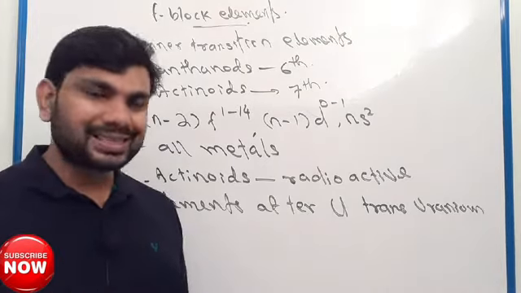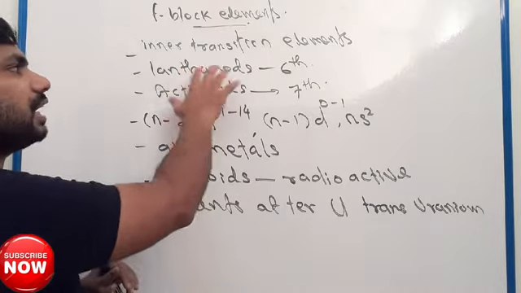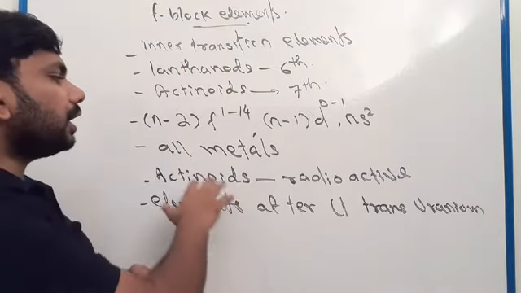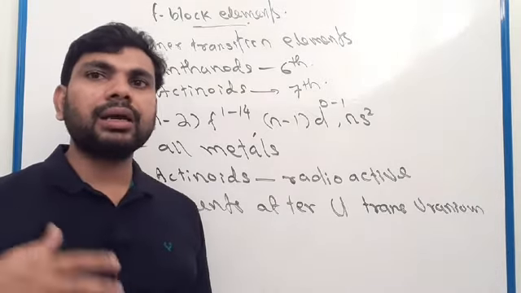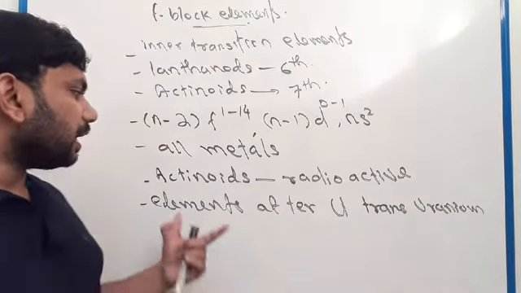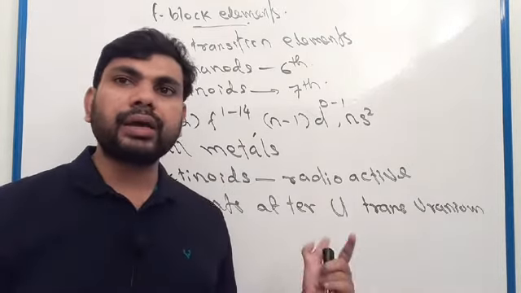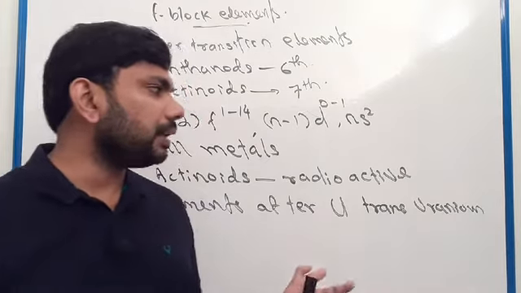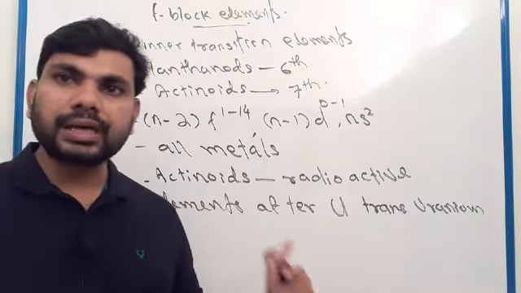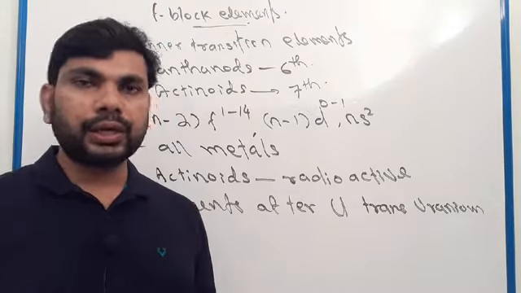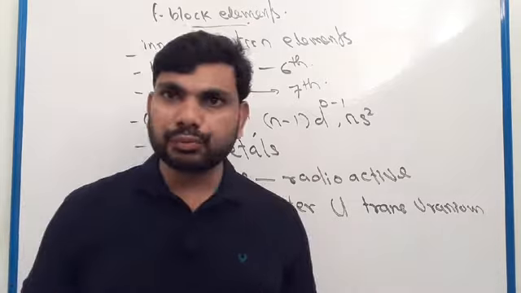F block elements are metals. F block elements mean we discuss lanthanoids and actinoids. Actinoids are radioactive elements. Elements coming after uranium are called transuranium elements. So these are the things we have to discuss in this video.